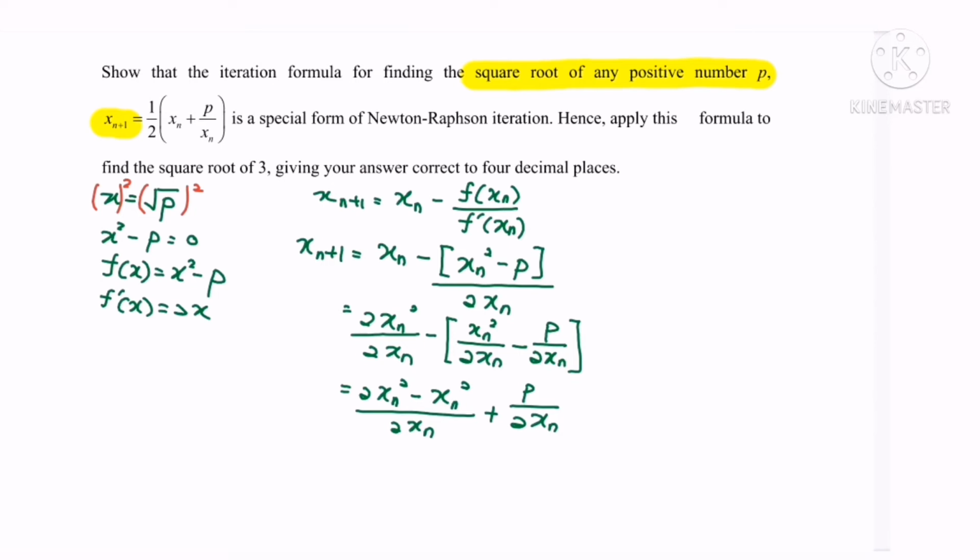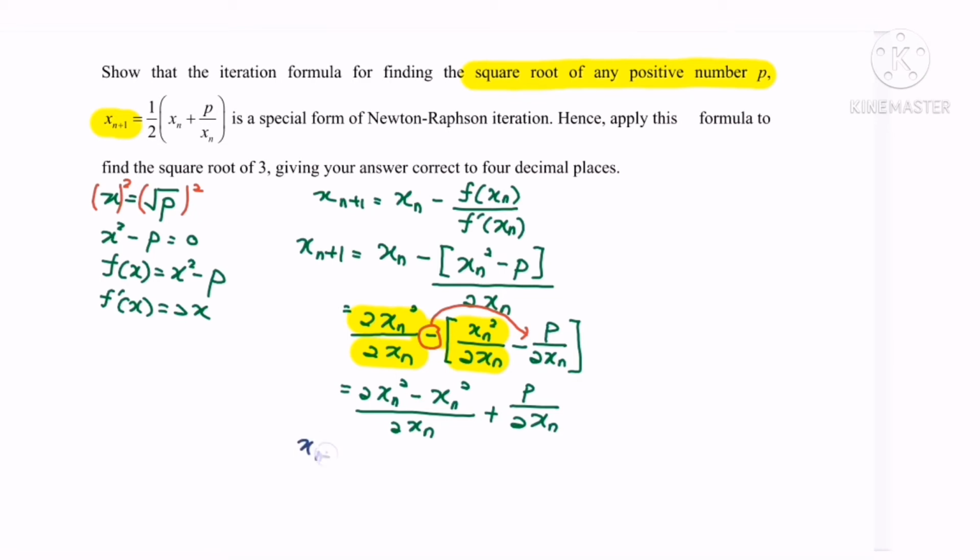Kindly refer to the situation, and we notice that we have the same denominator. That's why we can combine them. 2 multiplied with x sub n squared minus x sub n squared. Next, negative multiplied with this part, and we will have positive p over 2x sub n. Next, simplify the situation.